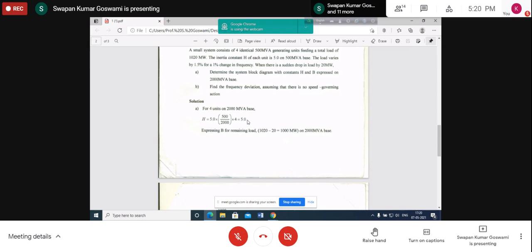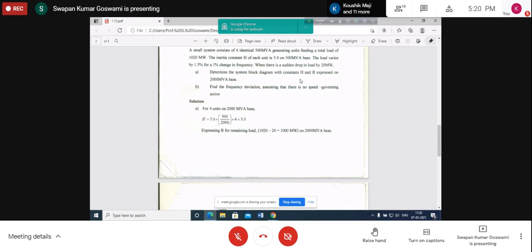Those 4 units together are now operating as a single unit, and the capacity of the single unit is obviously equal to the total capacity of the 4 units, that is 2000 MVA. So on a base of 2000 MVA, what is the value of B? It is 5 obviously, because each having a capacity of 500, on a base of 500 MVA was equal to 5. Now on a base of 2000 MVA, all these 4 units have a total capacity of 2000 MVA, so obviously it will be equal to 5.